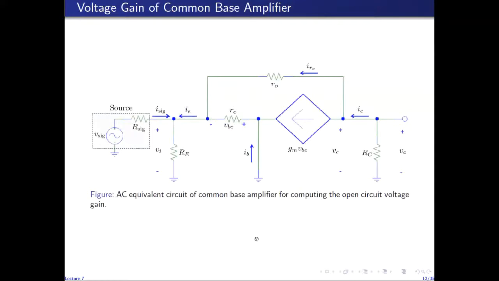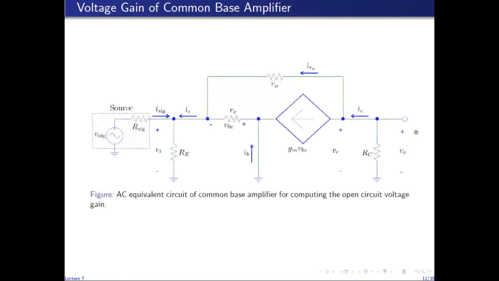Now, this is the AC equivalent circuit for finding the open circuit voltage gain of common base amplifiers. So this is actually the same circuit I showed before, but the only difference is that here I have removed RL, which is equivalent to putting RL to infinity. And I call the voltage at the collector V naught, the open circuit output voltage. So I intend to find V naught over VI. So V naught over VI is the open circuit voltage gain.